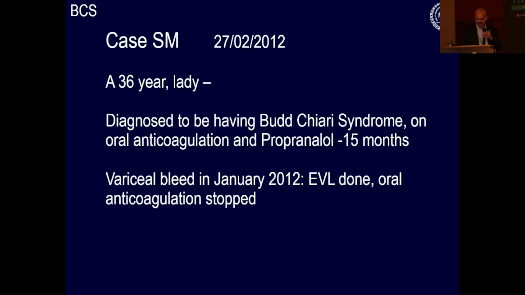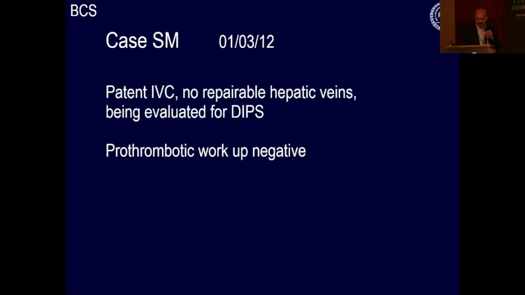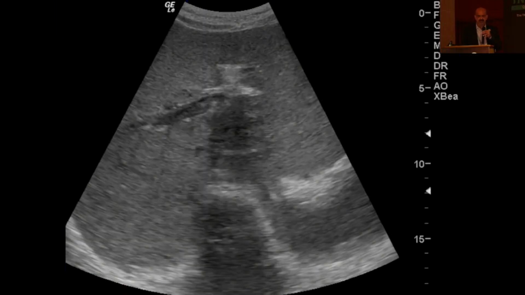This is another lady who presented with Budd-Chiari syndrome. Multiple collaterals we can see within the liver. So what we did was, we kept her for an elective TIPS procedure. As she was waiting for the procedure, in 2-3 days time, she came with acute pain abdomen. When we did ultrasound, we found there is something new. You can see there is a thrombus which has come in the portal vein. It was not there when we scheduled her for the procedure.